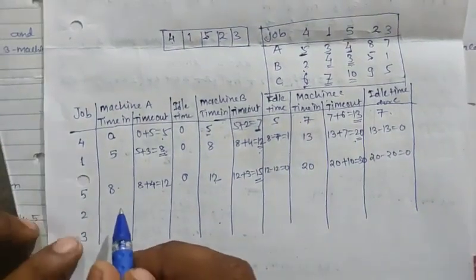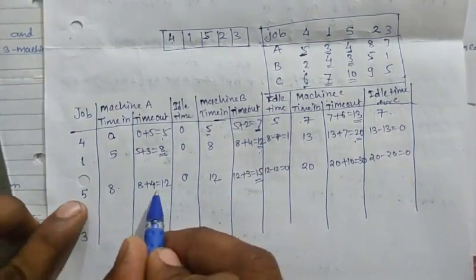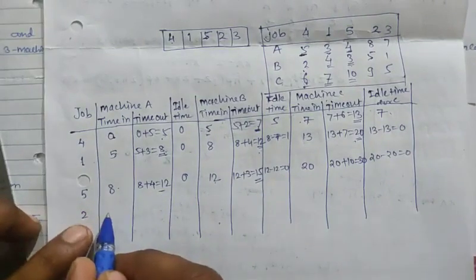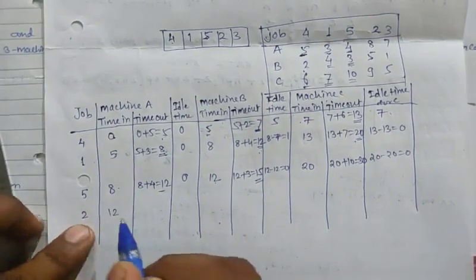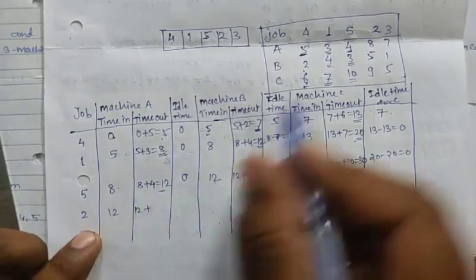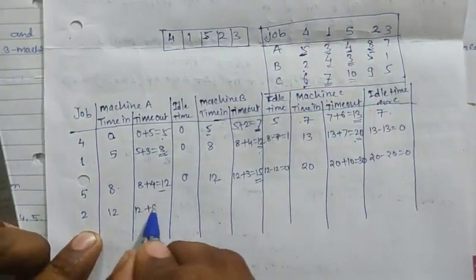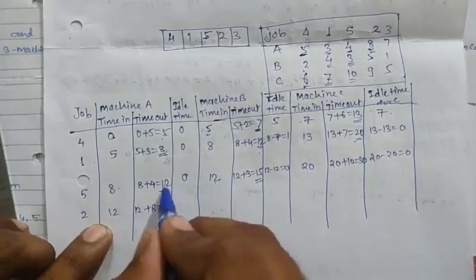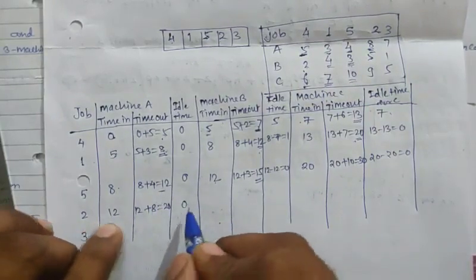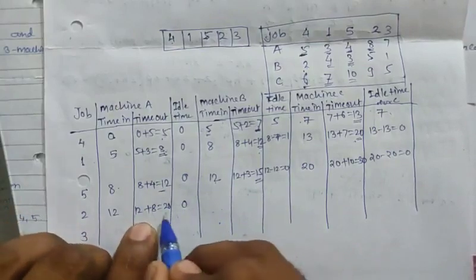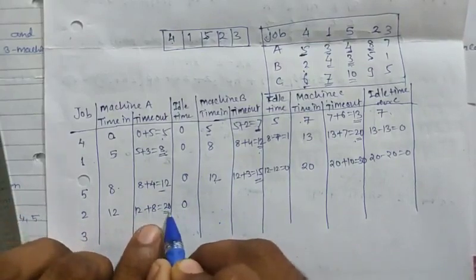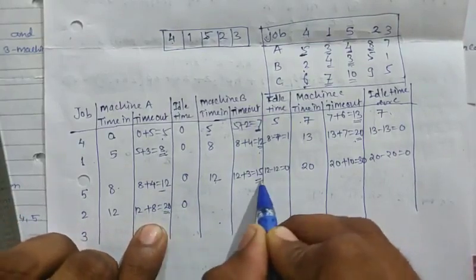Now therefore here time out of fifth job is time in of second job. So here we write 12. Now 12 plus for second job, it takes 8 hours for machine A. So 12 plus 8 which is equal to 20. Now 12 minus 12 will be 0. Next, here machine A requires 20 hours and machine B requires 15 hours.